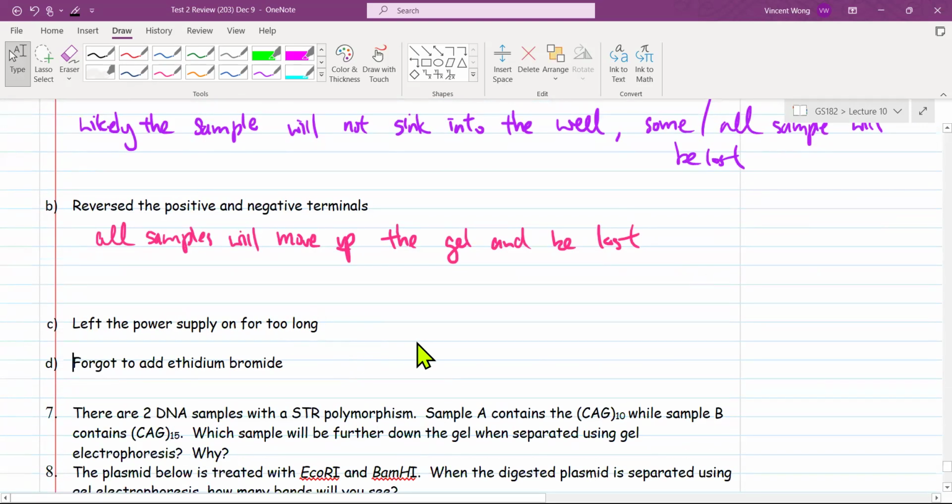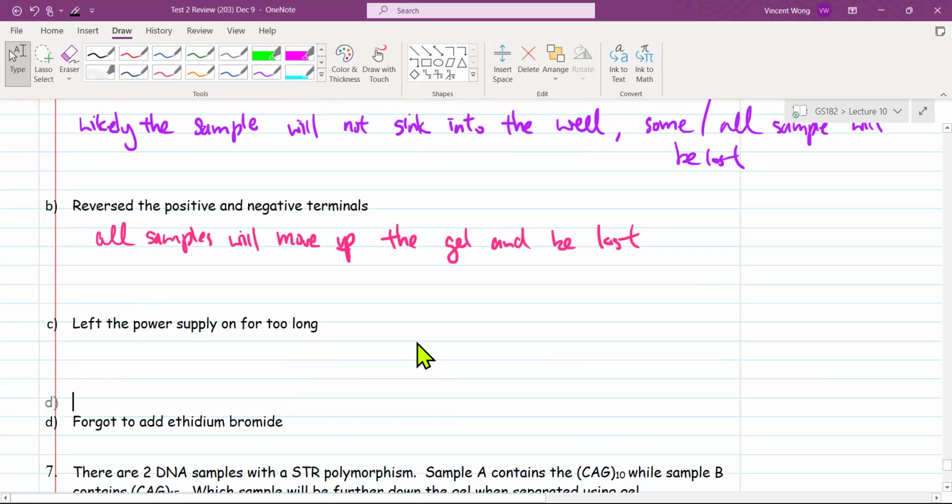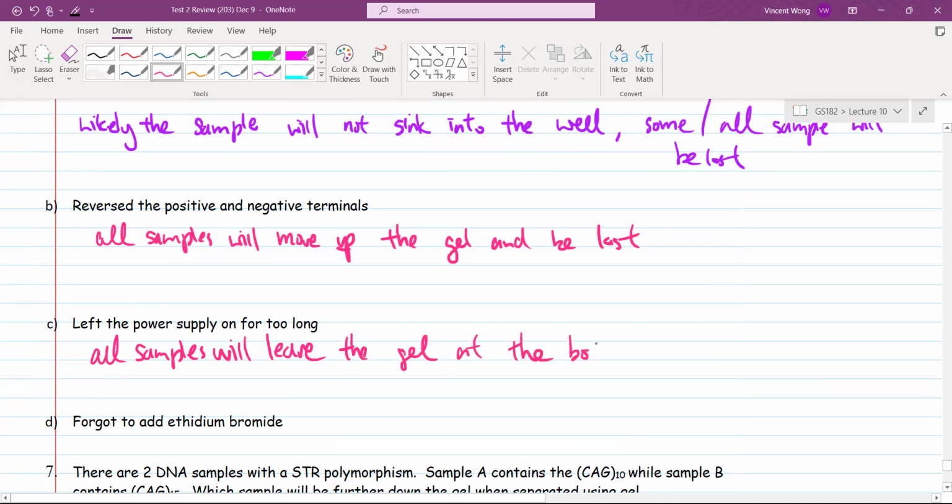Left the power supply on for too long. If you run the gel for too long, then again, all samples will leave the gel at the bottom. Right? Think of that playground structure I showed you. When given enough time, even the adults can make it all the way to the bottom and exit. When given enough time, even the long DNA is going to be able to weave itself through the gel and exit at the bottom. And then you will not see anything.